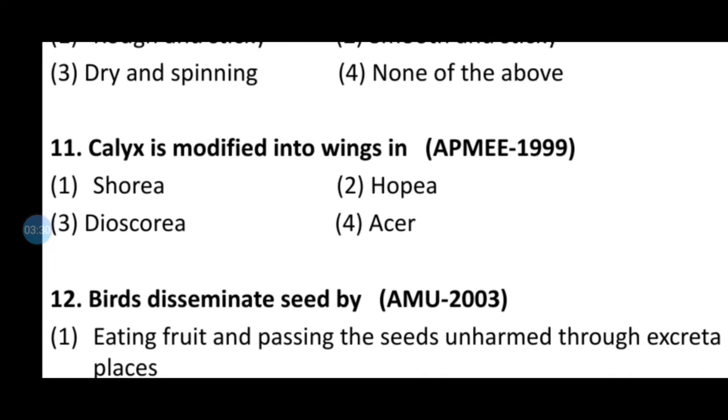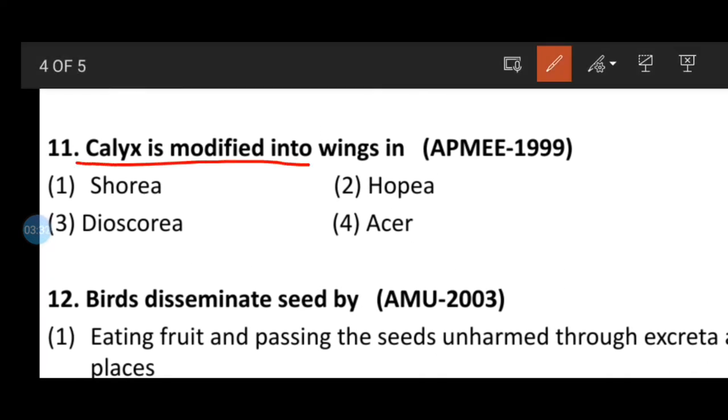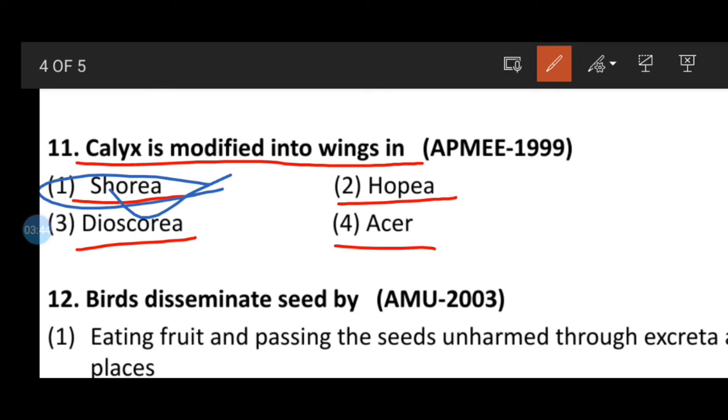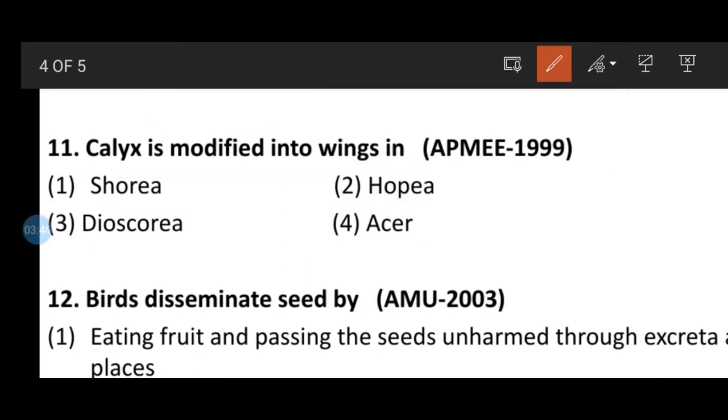Question number 11. Calyx is modified into wings in: option number 1 shorea, second is the hopea, third is the dipterocarpus, and fourth is the acer. So here the correct answer will be option number 1, shorea, where the calyx is modified into the wing.